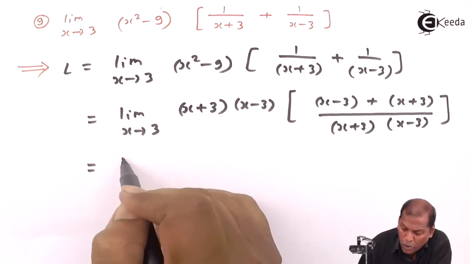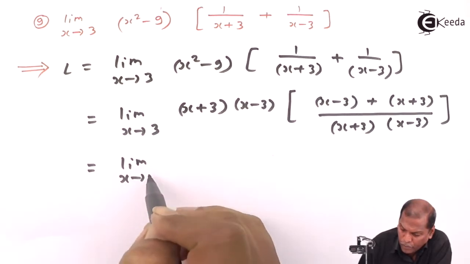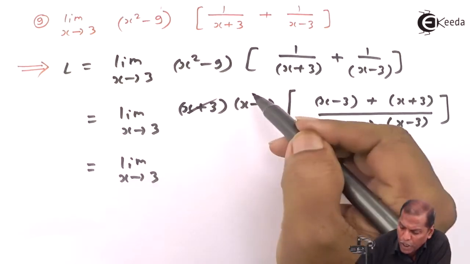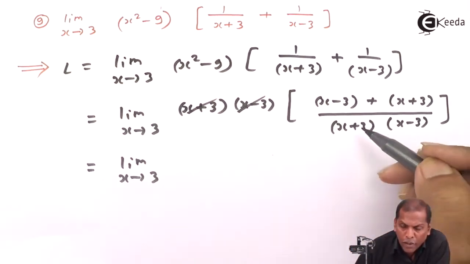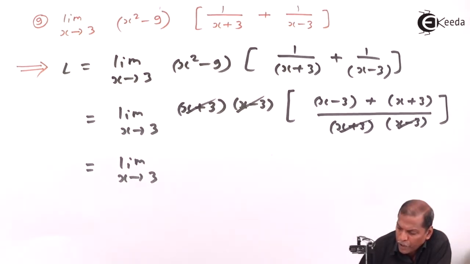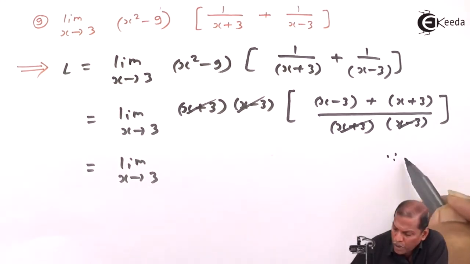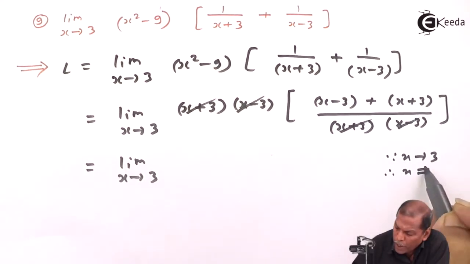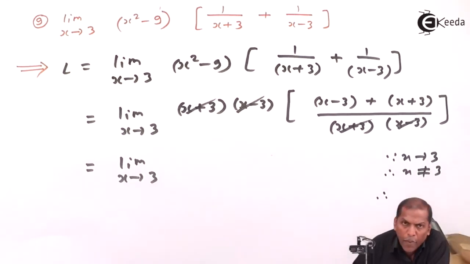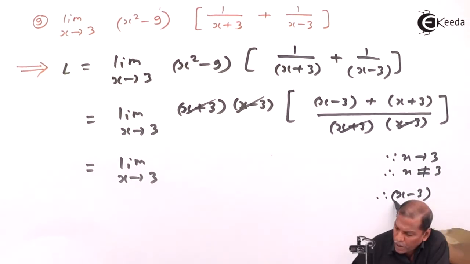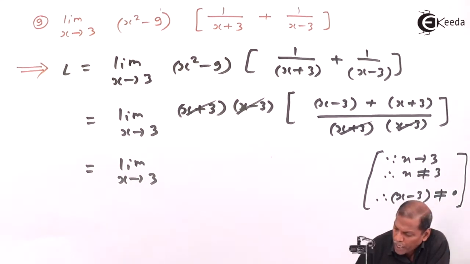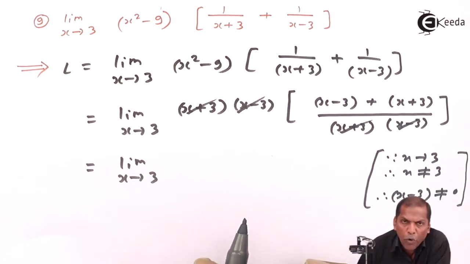So that equals limit as x tends to 3. Now here we cancel x plus 3 and x minus 3, these two terms from numerator and denominator, with the stated reason that since x tends to 3, therefore x is not equal to 3, and therefore x minus 3 is not equal to 0. It means here we cancel the term x minus 3 from numerator and denominator.